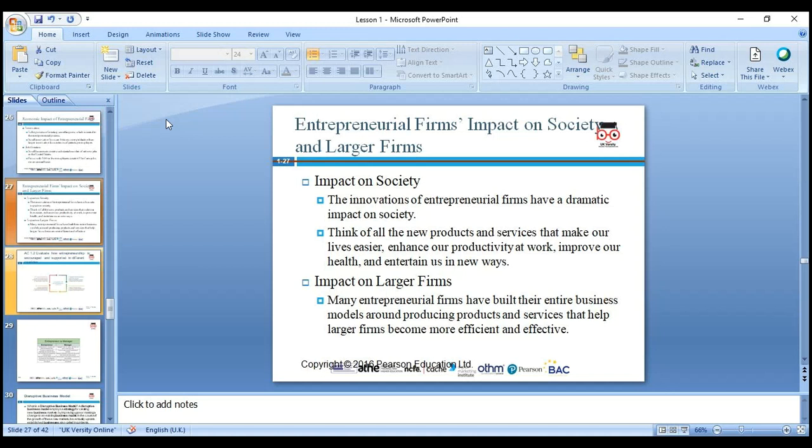Entrepreneurs have a dramatic impact on society through innovation. Think of all the new products and services that make life easier, enhance the productivity of workers, improve health, and entertain in new ways. Then the impact on the largest firms: many entrepreneurial firms have built their entire business model around producing products and services that help larger firms become more efficient and effective.